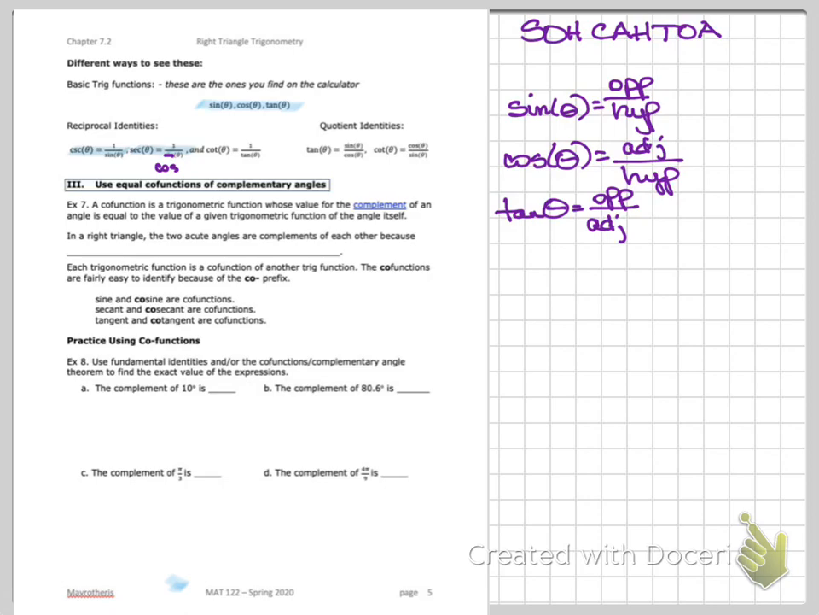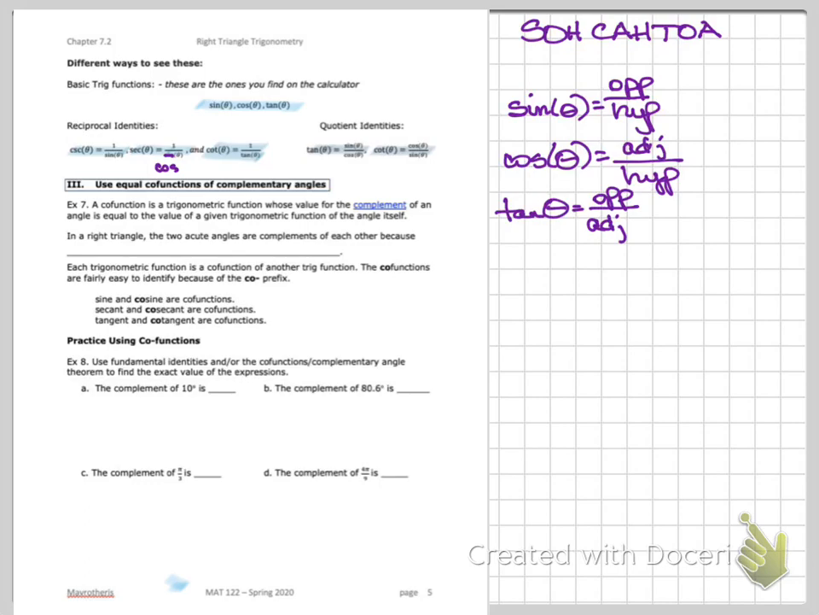Okay. Last thing we've got here are what's called our quotient identities. The quotient identities are the trig ratios that can be written as a ratio of two other ratios. So tangent we talked about as opposite over adjacent. It's also the sine of theta over the cosine of theta. Cotangent is the reciprocal of that, so it's cosine theta over sine theta. Okay.